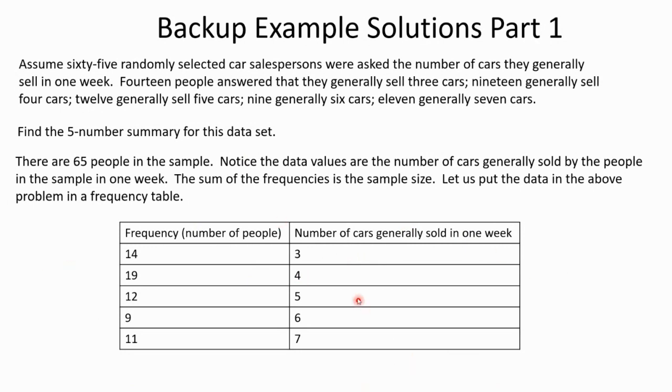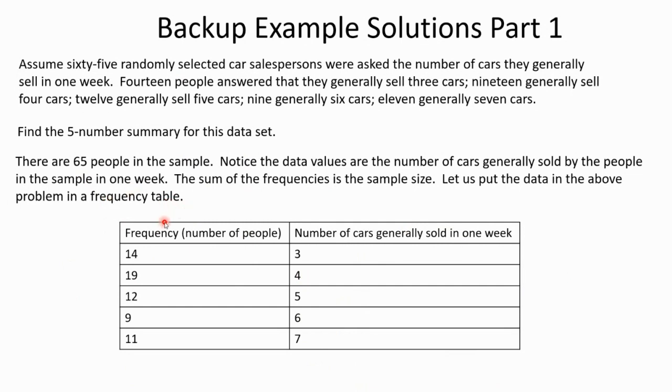You could theoretically list all the answers by each person, one by one, like this person said 3, this person said 3, this person said 3, then this person said 4, this person said 4. But I thought this would be a lot easier using a frequency table. There are 65 people in this sample. I don't want to make 65 rows in a table, that'd be cumbersome and annoying. So that's what we have, a frequency table.